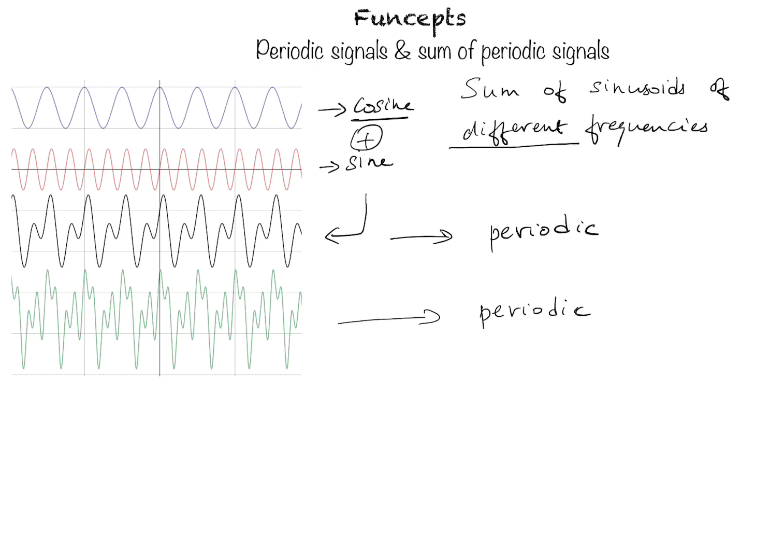Now, what is the period of the resultant waveform? If you notice, the black waveform as well as the green waveform complete one period, or one repetition, in the same interval as the longest period of the added waveforms. So the longest period corresponds to the purple waveform at the top. That means the purple waveform has the lowest frequency, which means it has the longest time period.